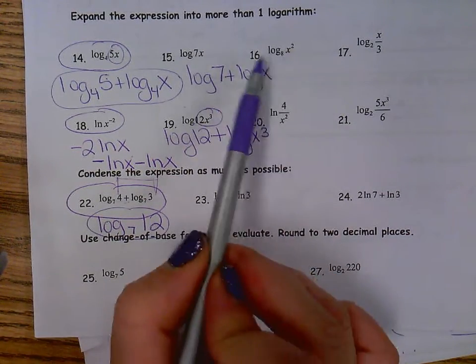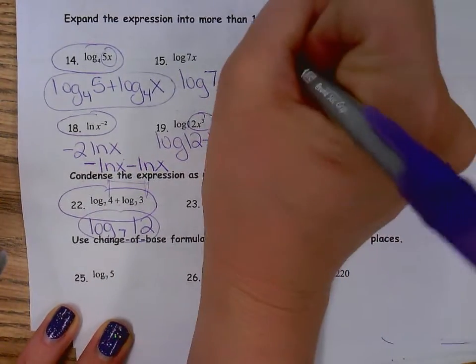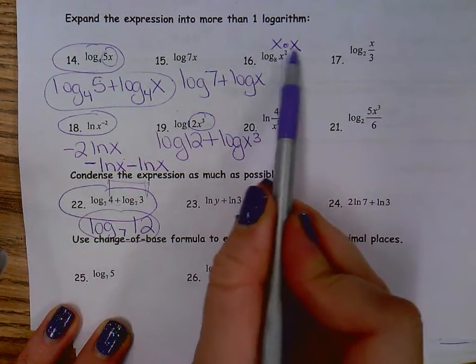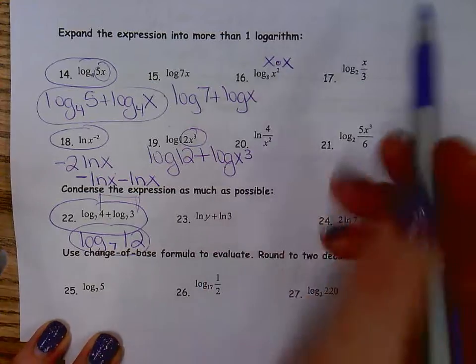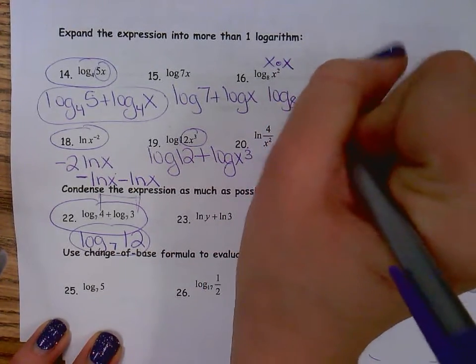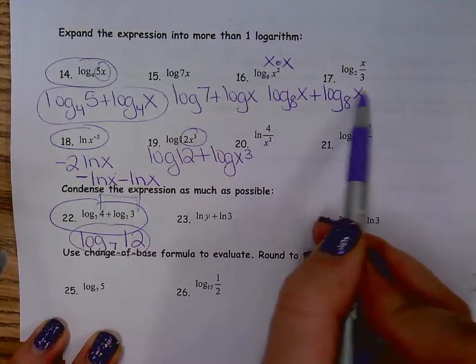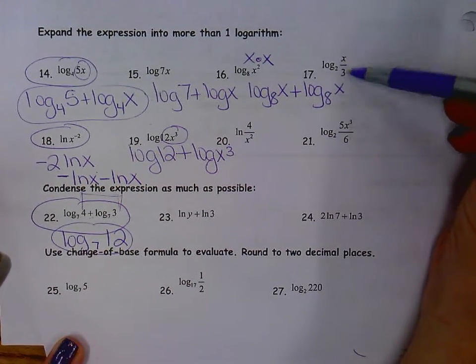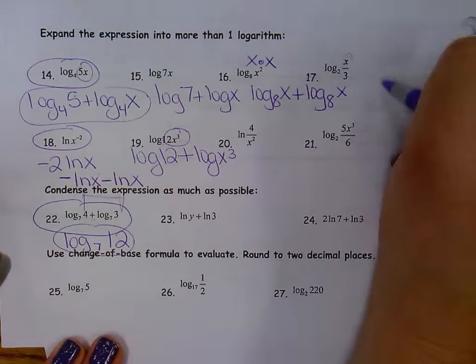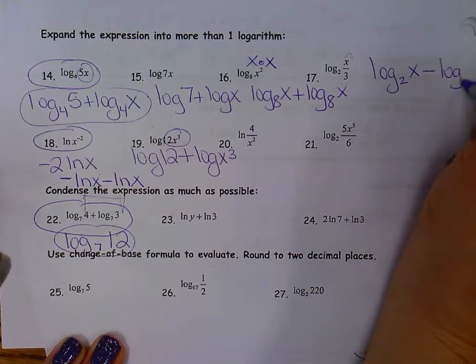On 16, you don't have two items inside. X squared is x times x. Now you have two items that you can split apart, right? Because x squared is x times x. So you would have the log base 8 of x plus the log base 8 of x. So the base stays the same and you just split those two things apart. On 17, you have a subtraction problem because you're doing division inside the log. So log base 2 of x minus log base 2 of 3 would be the answer.